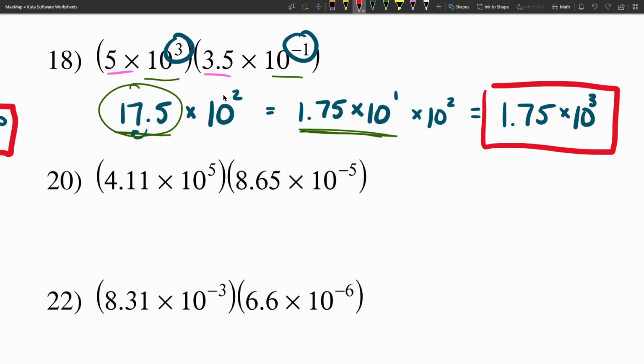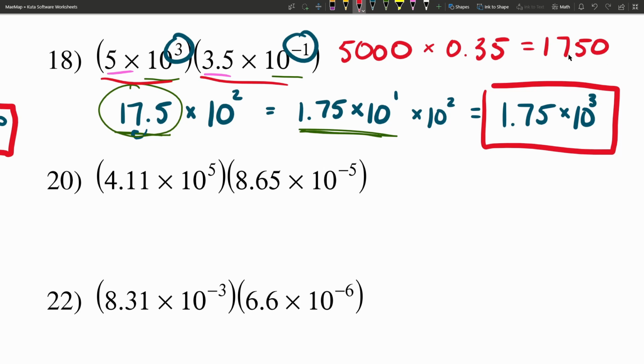One other way to go about this would be to execute the multiplication within each of the parentheses. So 5 times 10 cubed would be 5,000, and 3.5 times 10 to the negative first would be 0.35. So then multiplying this number out on a calculator, I'd get 5,000 times 0.35, which would be 1,750. But then I would still need to convert this to scientific notation, taking the decimal, moving it 3 times. That would be 1.75 times 10 to the third.